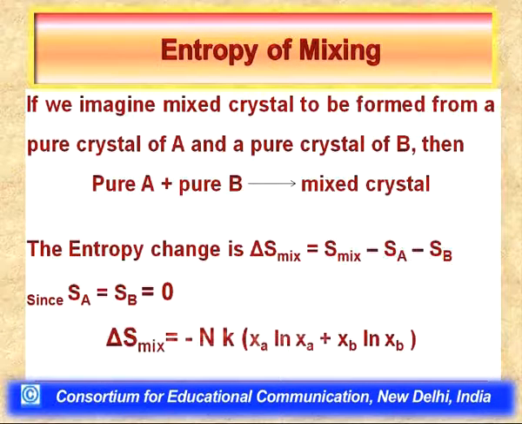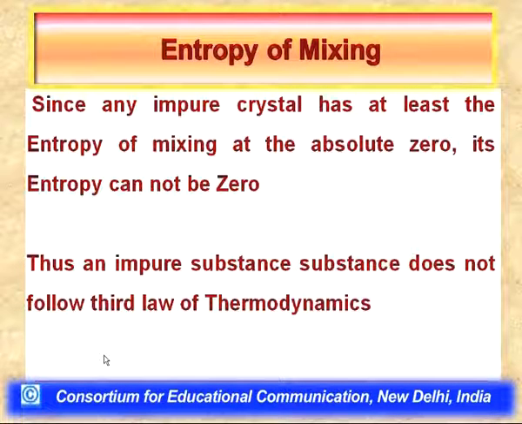Now, we need to make some interpretation of this relationship, what this has in store for us. Since any impure crystal has at least the entropy of mixing, from this we can conclude that at absolute 0 its entropy cannot be 0. Thus, an impure substance does not follow the third law of thermodynamics. This is the first interpretation we can make from this relationship, the entropy of the mixed state. That gives one requirement: the entropy of a crystalline substance will be 0 at absolute 0 of temperature only when it is in a pure state. One thing is there.